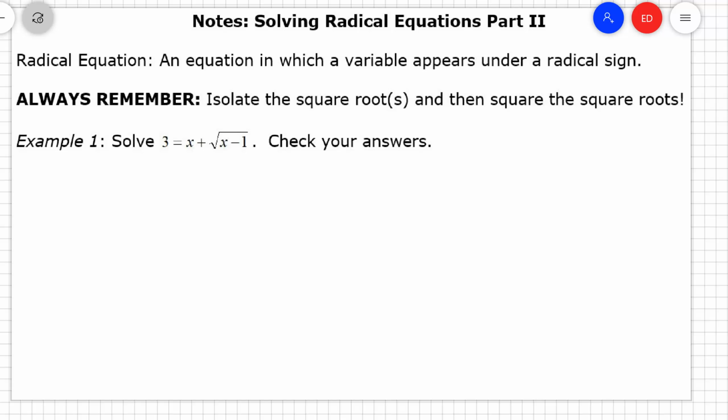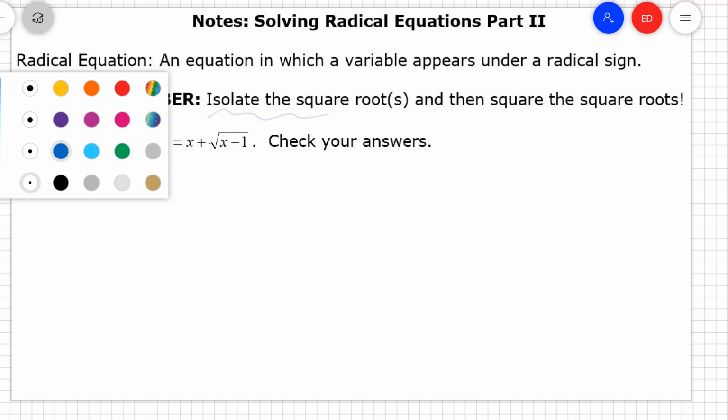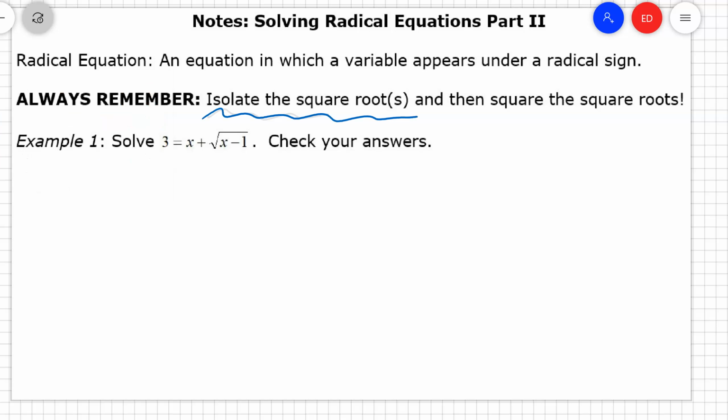We're going to solve for x for example 1. So we have 3 equals x plus the square root of x minus 1. The first step is always to isolate that square root. We need to make sure that everything's away from that square root. Right now it's not, so I have to subtract x from both sides.